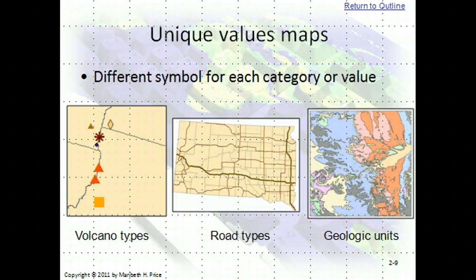Here are 3 different examples of unique values maps where different symbols for each category or value are represented on the map. The first map shows volcano types, each represented by a different symbol. Road types you can see in the second figure, and each of the road types is shown by a different color. And geologic units as well, each is shown with a different color, each representing a different value or a different category.